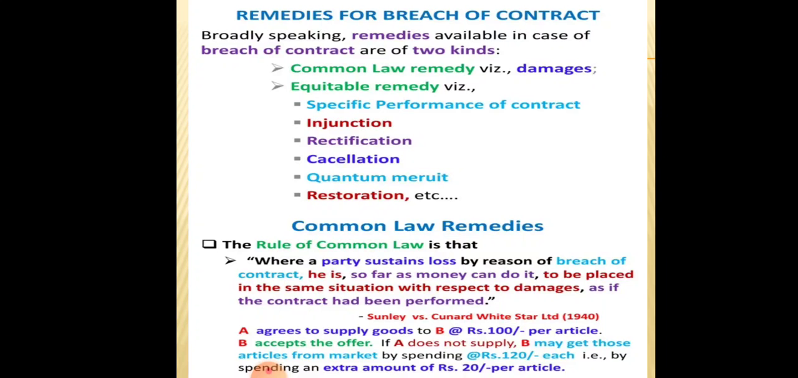There are common law remedies. We have seen that where a party sustains loss by reason of breach of contract, he is to be placed in the same situation with respect to damages as if the contract had been performed. This has been held in the case of Robinson versus Harman, Sunley versus Cunard White Star Limited.